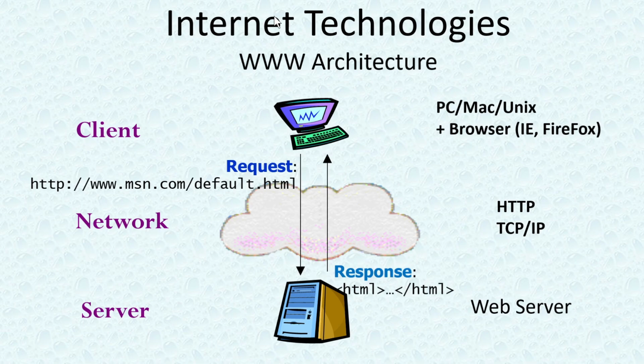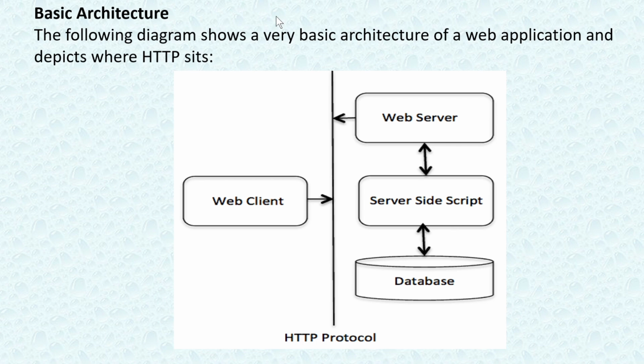Let's continue to the basic architecture. The diagram shows the basic architecture of a web application and where HTTP sits. So there is a web client. As we have seen what the server, the client and the network are, now we are going to see the web client, web server, server-side scripting, and database, and how it works.